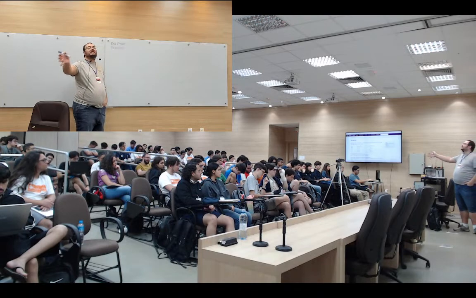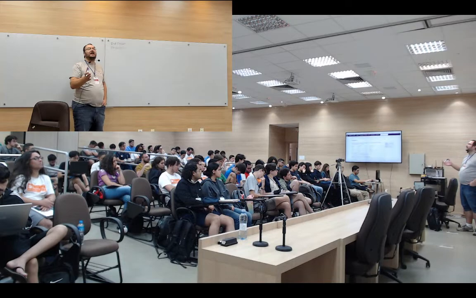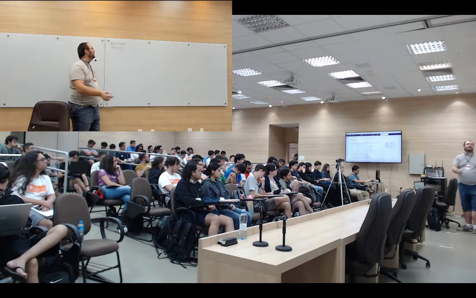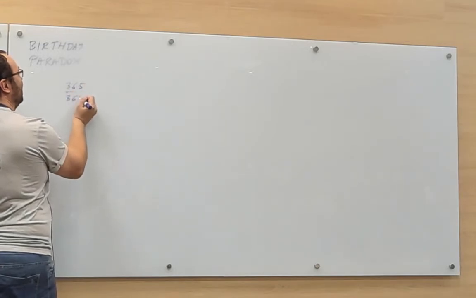When the very first person enters the room, it is still 100% guaranteed that everybody in the room has distinct birthdays. We can write this down as the probability of 365 over 365.